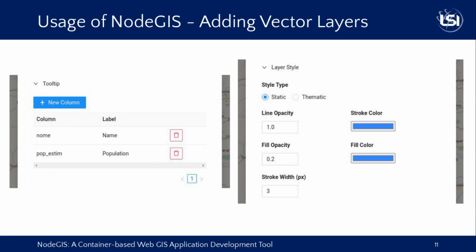Users can also add a tooltip to each layer feature and configure the layer style, changing stroke and filling colors as well as the opacity of the elements and the stroke width. Users can also apply a thematic style, using the data associated with the map features to create conditions to apply different styles.